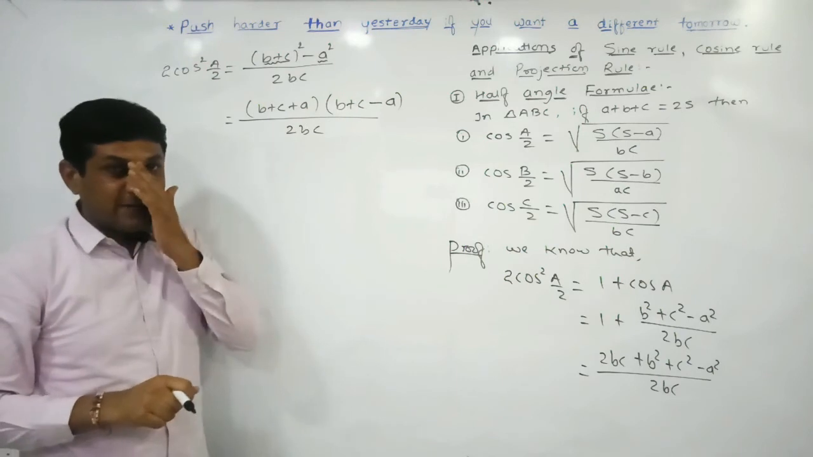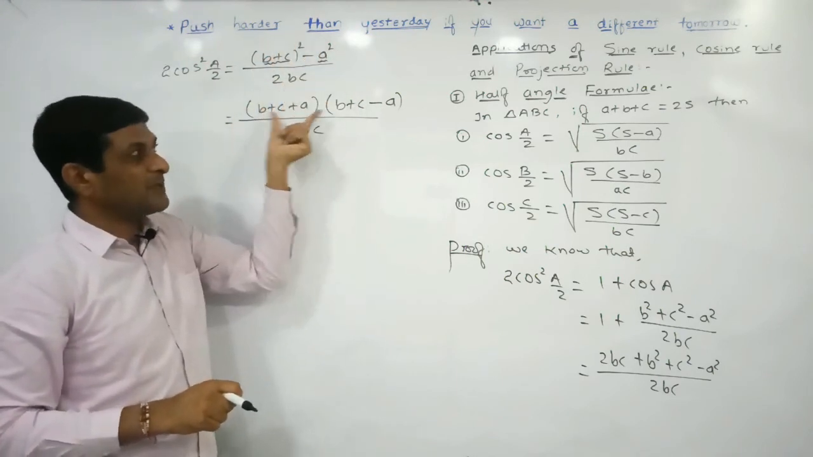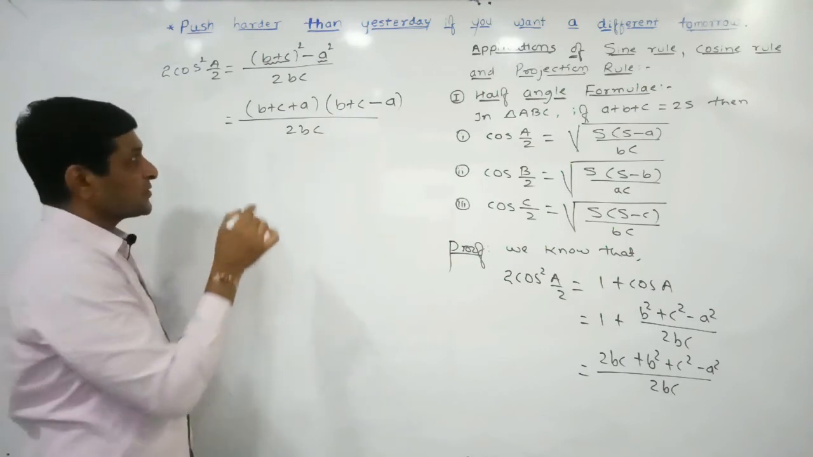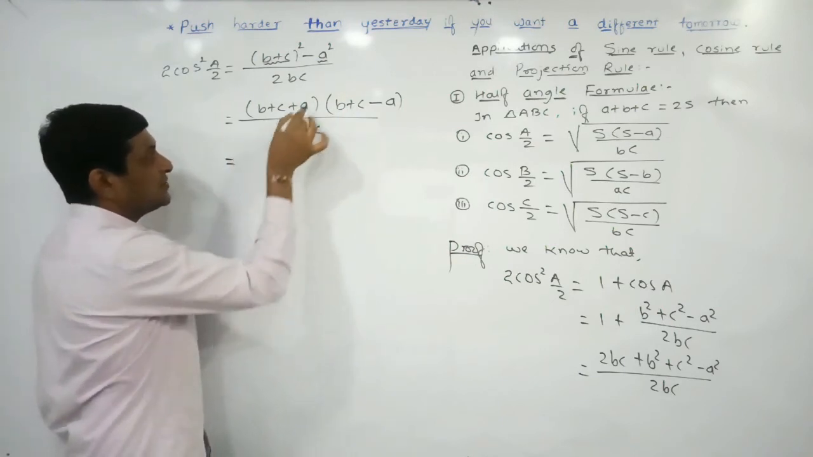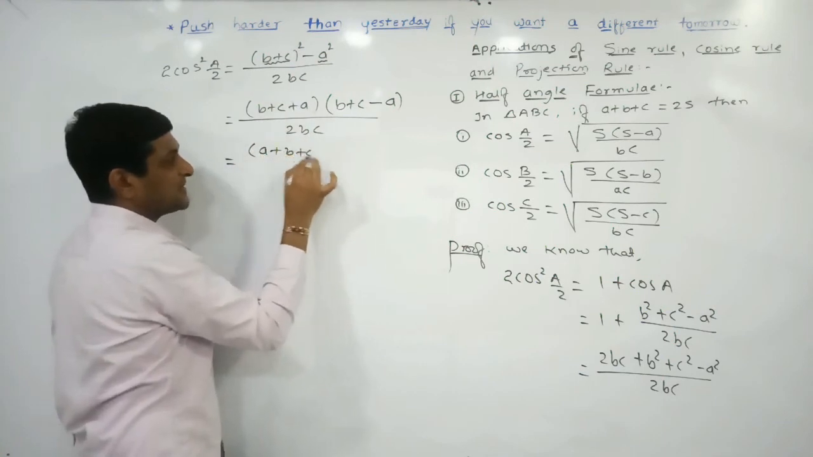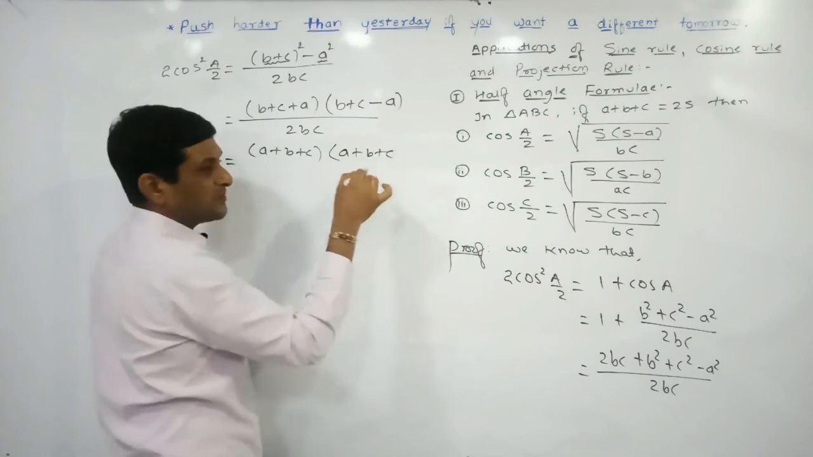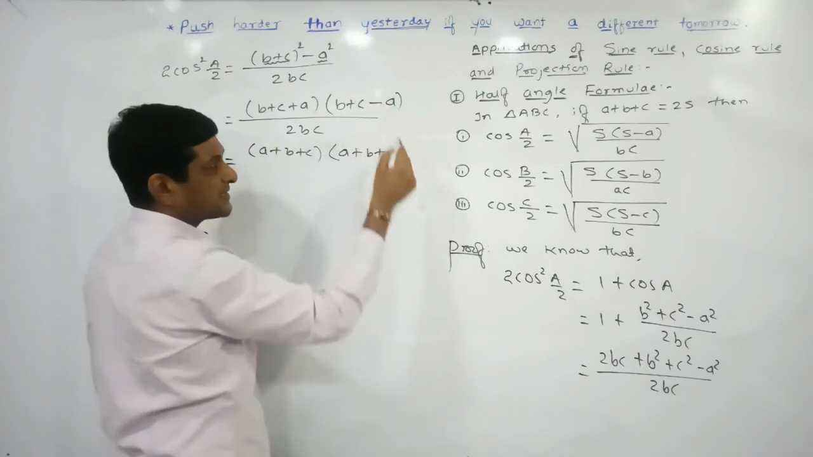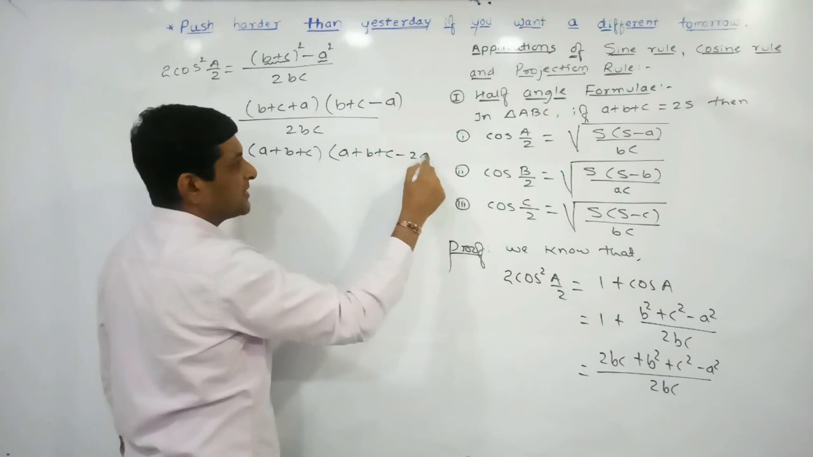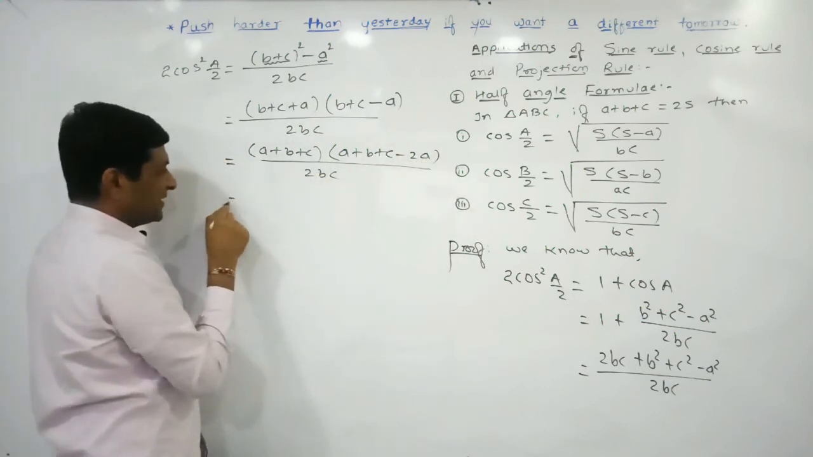Again observe which identity we have applied here. a square minus b square is (a plus b) into (a minus b). So this is equal to, here these terms can be written as a plus b plus c. And here, since we are adding a, that's why we are subtracting a. Already minus a is there, minus a and minus a will become minus 2a. In the denominator 2bc, keep it as it is.